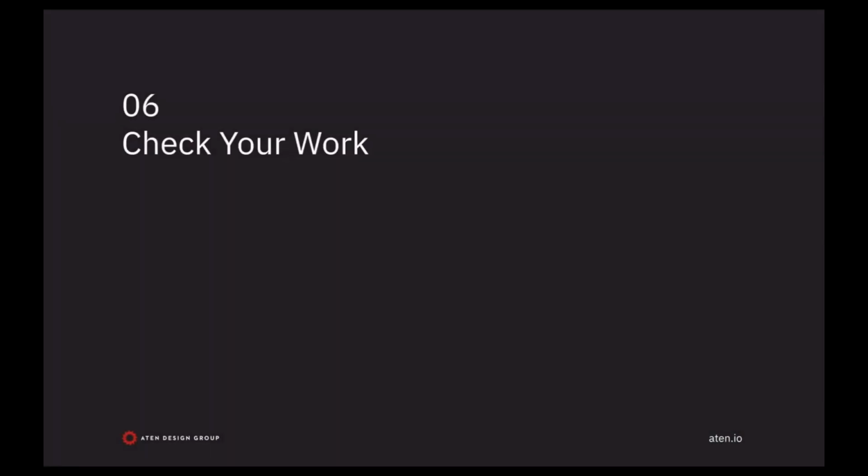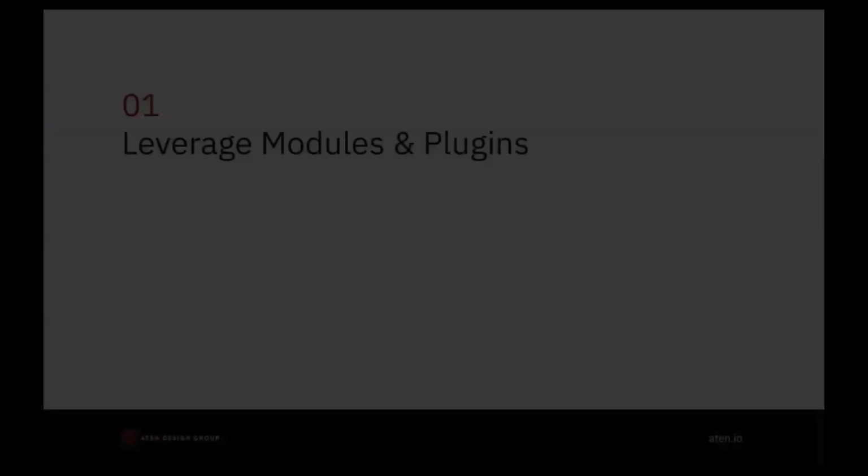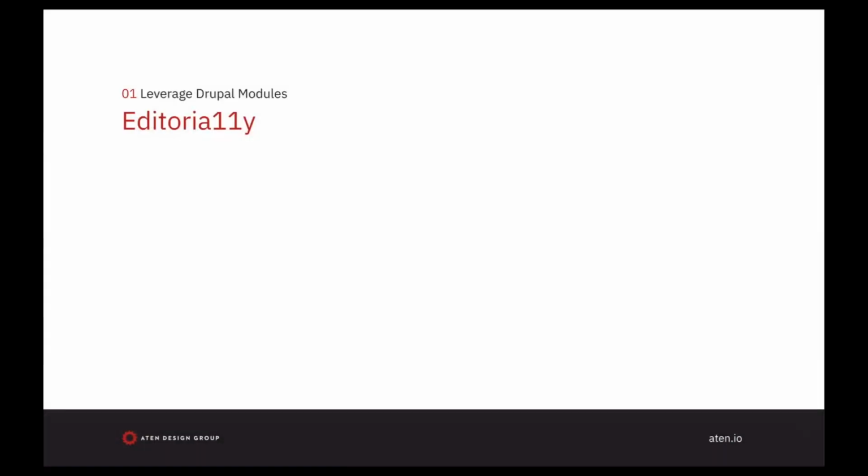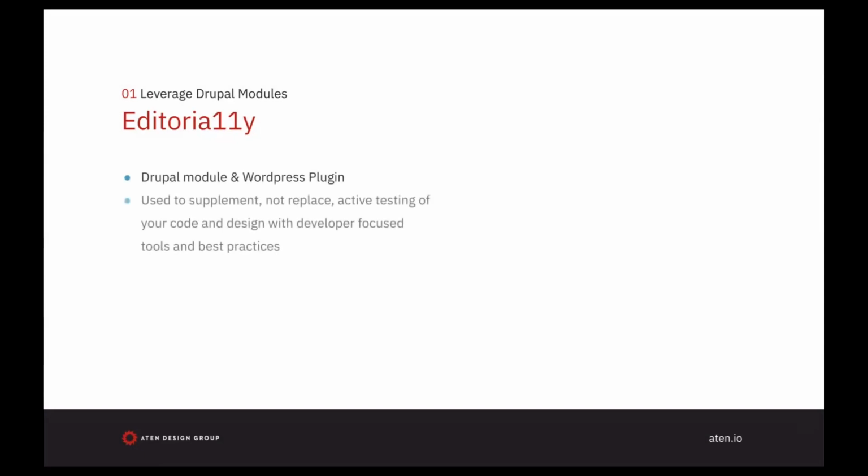And finally, we want to make sure that we're checking our work. We want to leverage certain modules and plugins. One that I always recommend is Editorially. It's a Drupal module as well as a WordPress plugin. It might be others, but I know for a fact that it's both of those. It's important to remember that it's used to supplement, not replace, active testing of your code and design with developer-focused tools and best practices. It automatically checks your content prior to publishing.